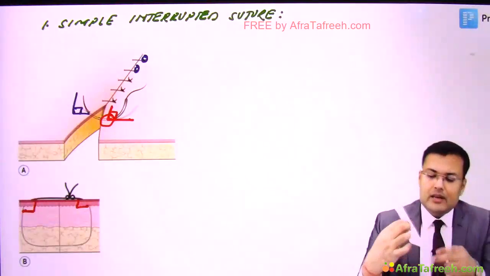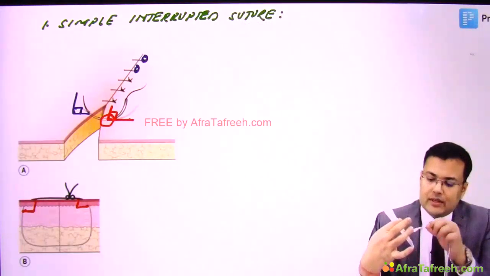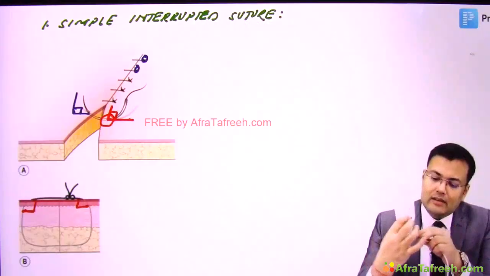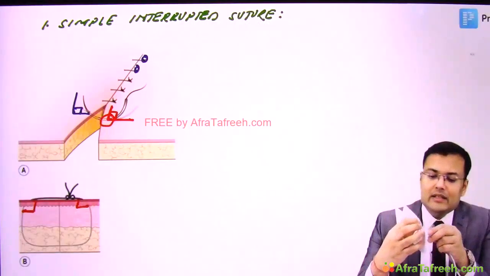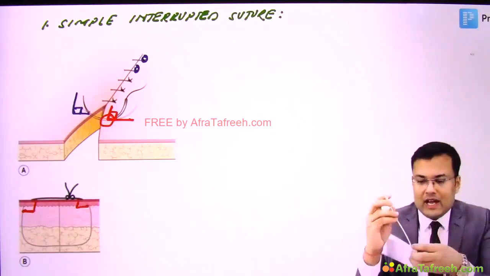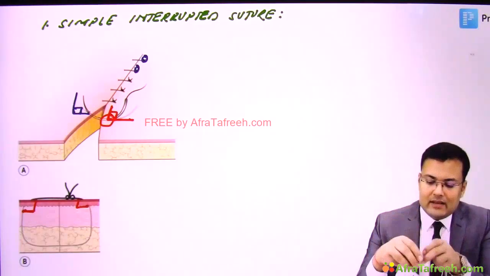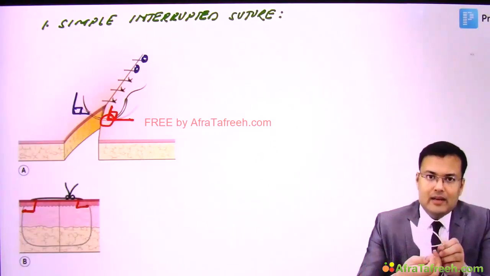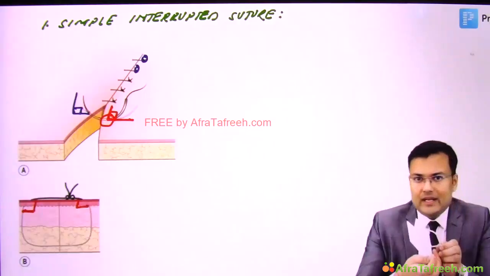So if you see, this is the skin incision. Clear? Now I'm going to pierce it at right angle. Clear? And again this needle is going to pierce, and then it is going to come out at right angle, and after that the knots are applied. Clear? So this is simple interrupted suture.